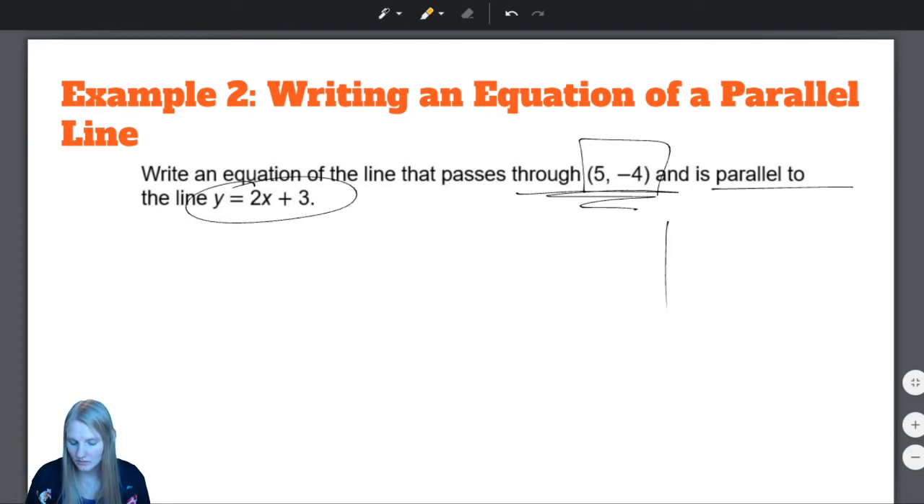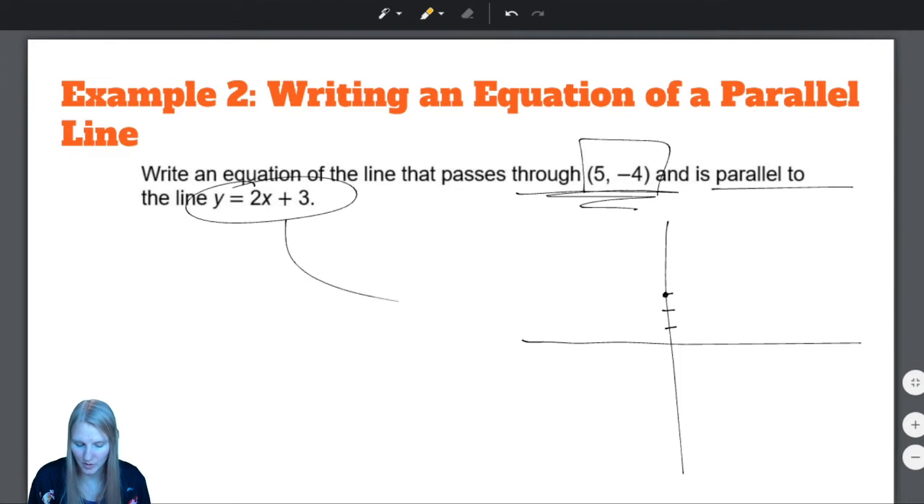So for a minute, let's show you what this looks like. I'm going to put this line on our graph. So the y-intercept is 3, and the slope is rise 2, run 1.